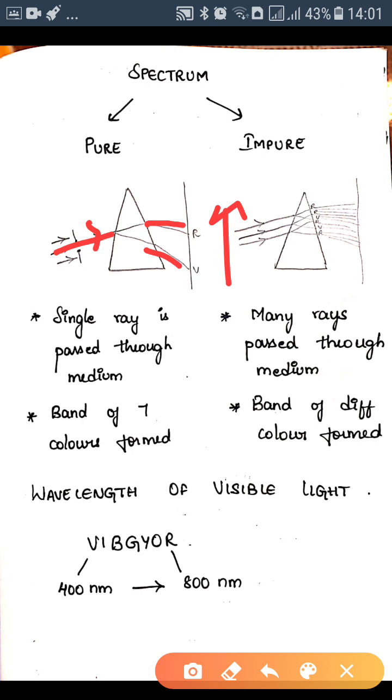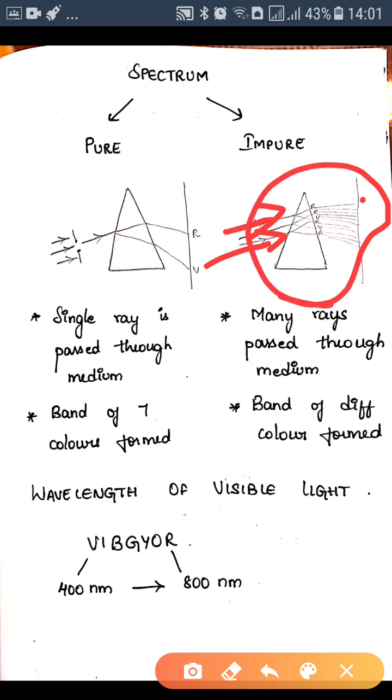What is meant by impure spectrum? Here more than one ray is passed through the prism, so that a mixture of different colors is formed, and they are not in order. So a band of different colors is formed here. This type of spectrum is known as impure spectrum.